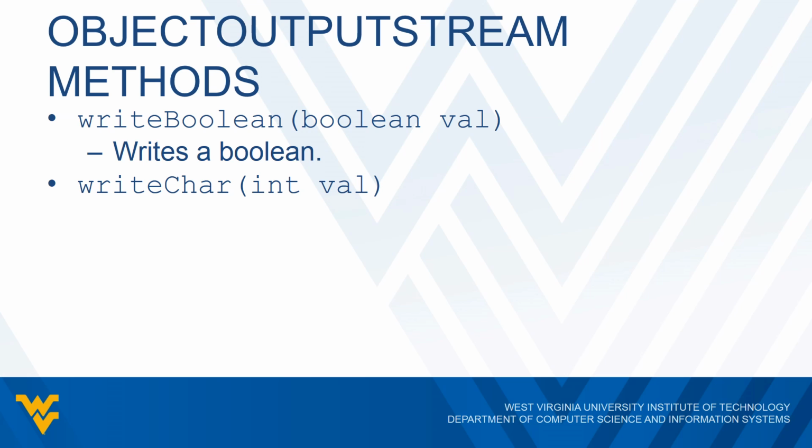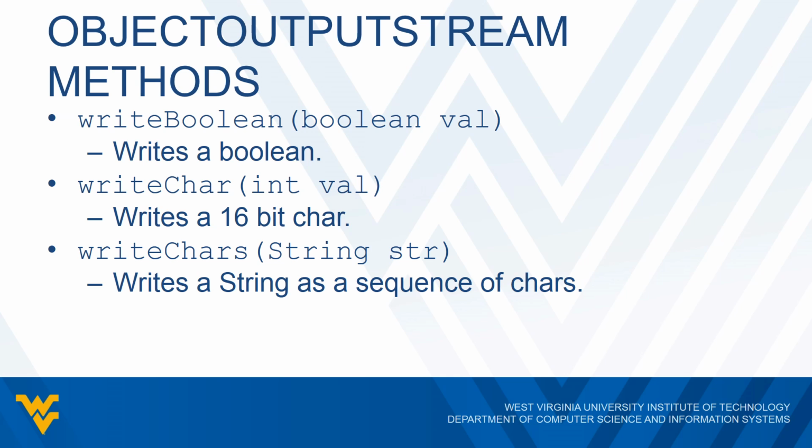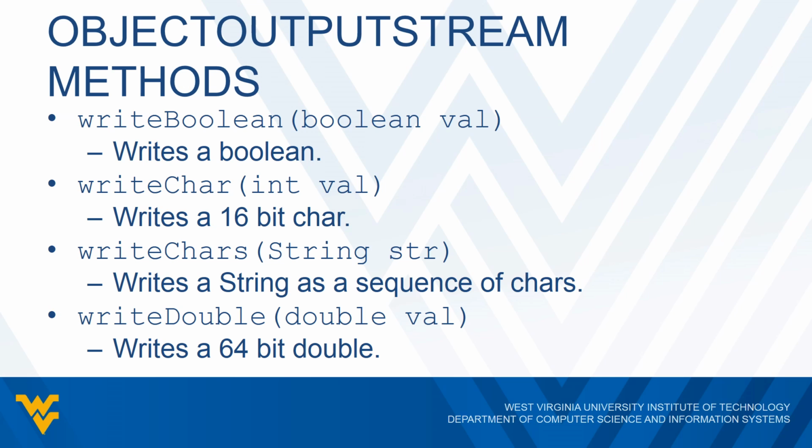We have the writeChar method, however you want to pronounce it. We pass in some value, and this is going to write a 16-bit character to our file. We have the writeChars method, and this is simply going to write a string to our file, and this is done by writing a sequence of characters. So we don't have a writeString method, but we do have a writeChars method. And then we also have a writeDouble method, and you can guess this writes a double. Specifically, this will write a 64-bit double.